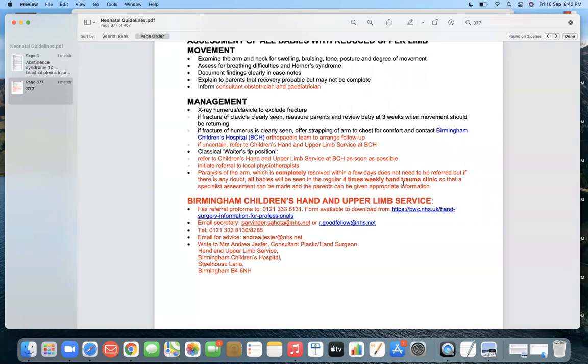And you see here, he told for the humerus you will refer to the orthopedic team. For the clavicle also. But for this, you will refer to the hand team, the hand trauma clinic. It is separate, he's telling, the hand and upper limb service. That means you can say this hand and upper limb service and neurosurgeon. If not improved in 3 months, you will involve the neurosurgeon. So for follow-up, Dr. Muzna, tell this: if there is doubt, all babies will be seen regularly 4 times a week in the hand trauma clinic. Whatever he has told, the same thing.